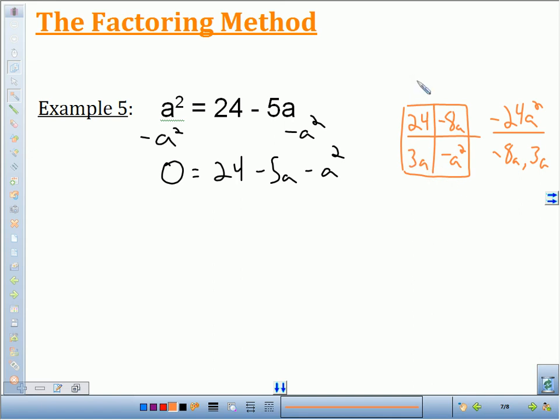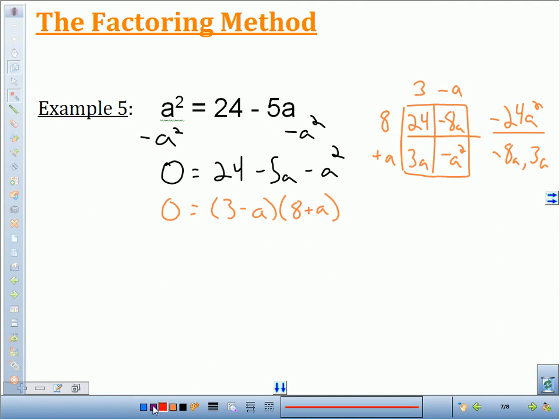Our greatest common factor in this column would be 3. The greatest common factor in this row has to be 8. Now I need 8 to become negative 8a, so I have to multiply it by negative a. 8 times negative a is negative 8a. 3 times a is 3a. So my factors are, and I'm going to rewrite this, 3 minus a times 8 plus a.